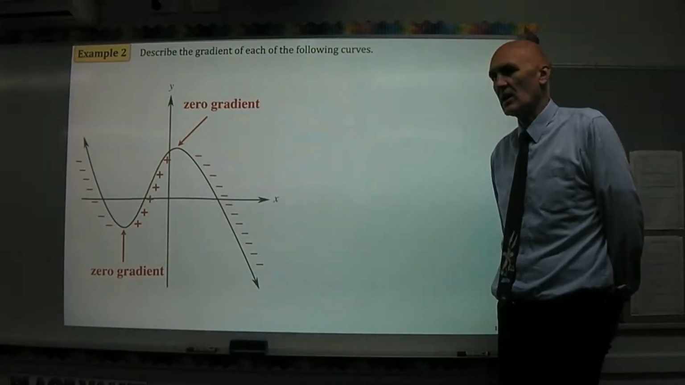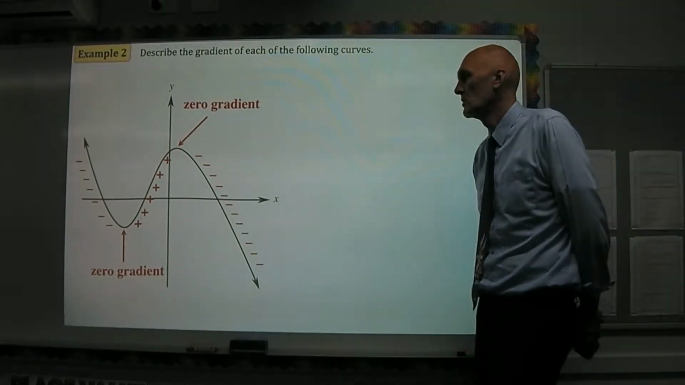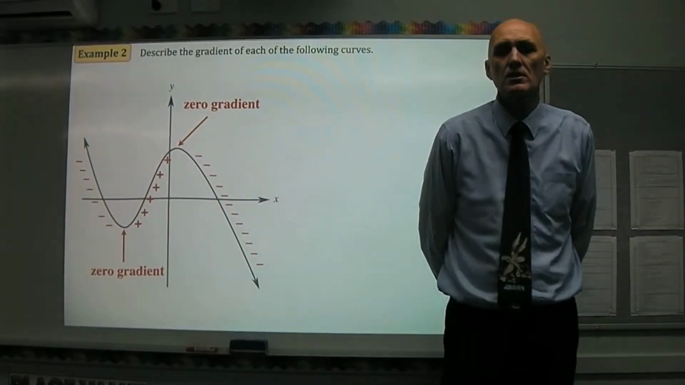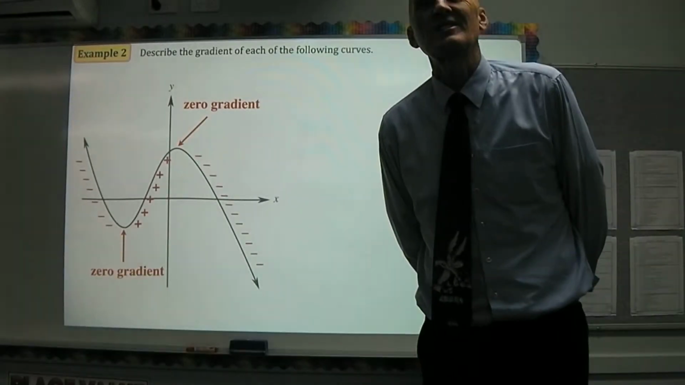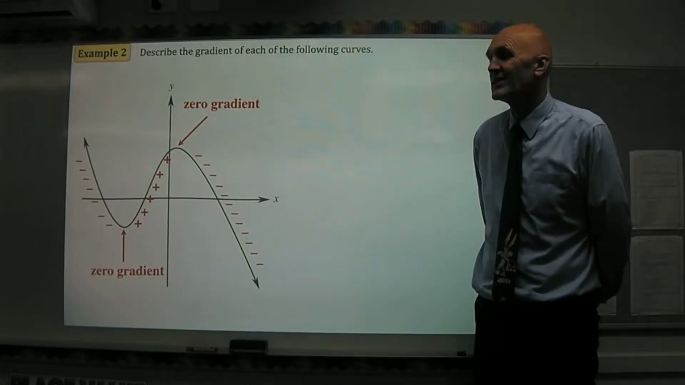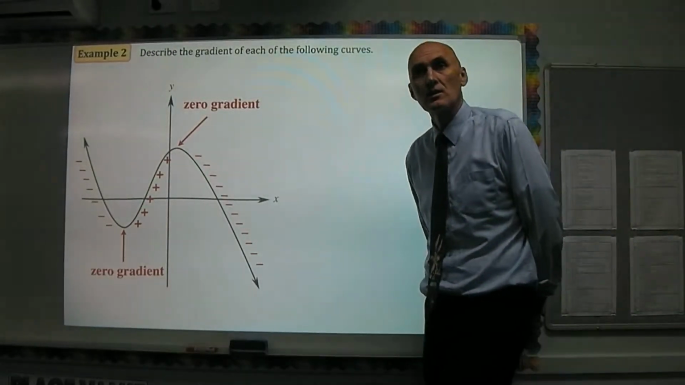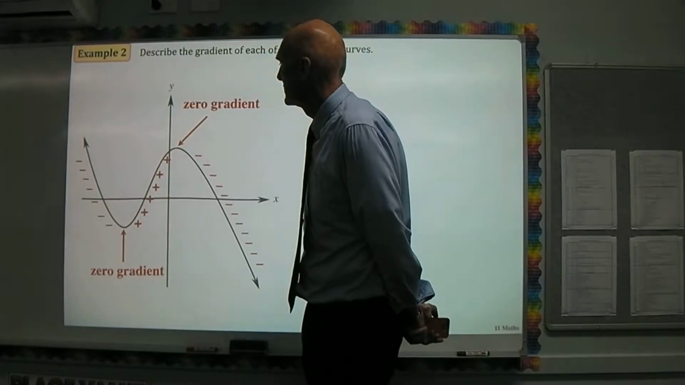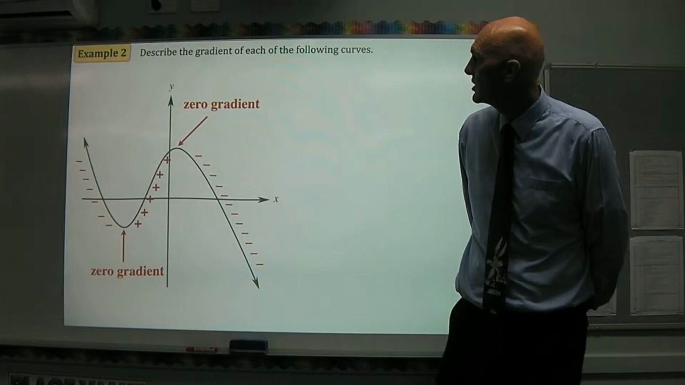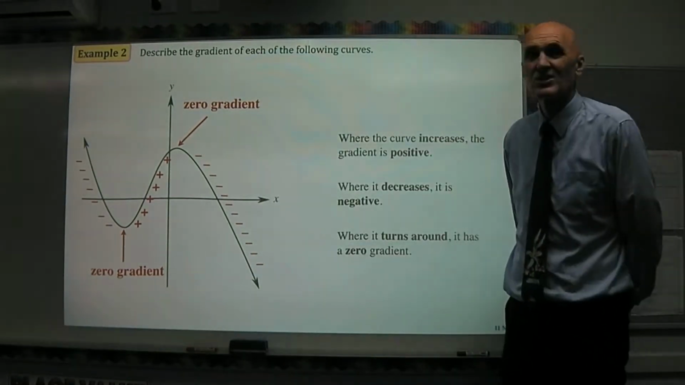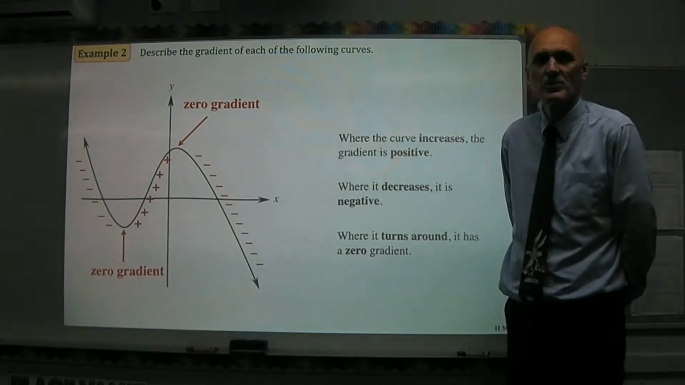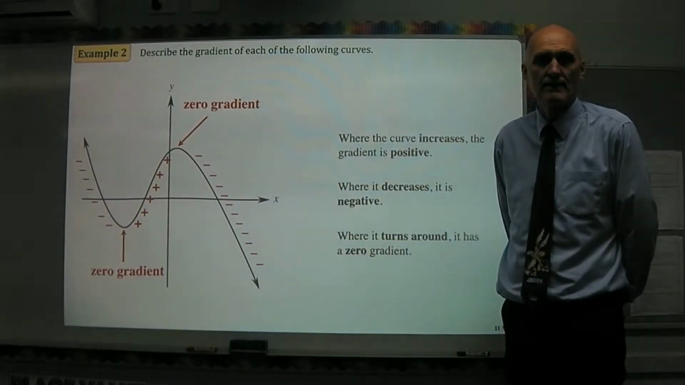So from left to right, the downhills are negative, the uphills are positive. You've got 2 turning points on this question, so you've got 2 positions of 0 gradient, but the description is identical to the last question. You can say wherever the graph is decreasing, it has a negative gradient. Wherever it's increasing, it has a positive gradient. And at a turning point, it has a 0 gradient. It's the same answer as the last question. But we can see from the graph where it's negative and where it's positive because I've put negative and positive signs in there.